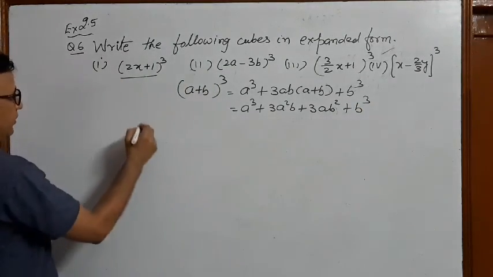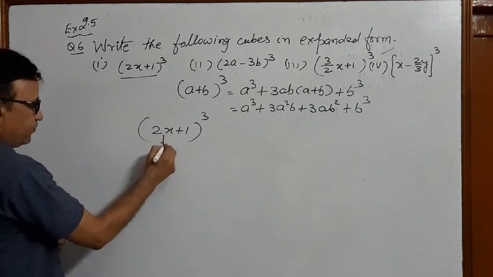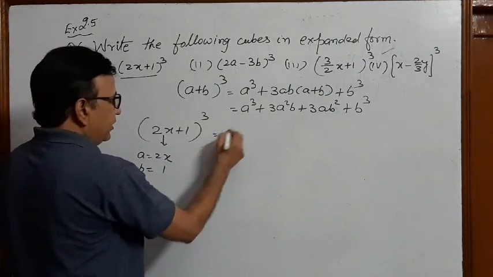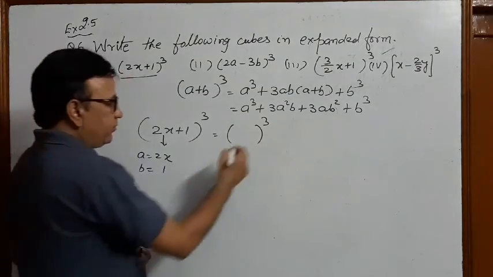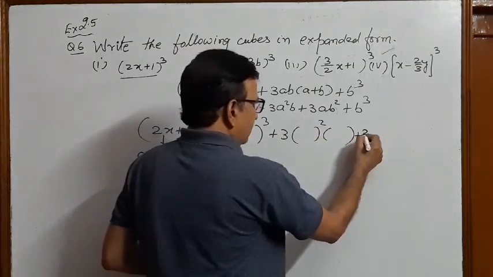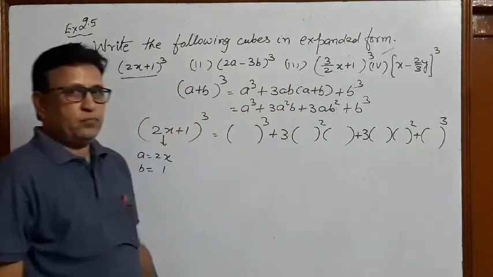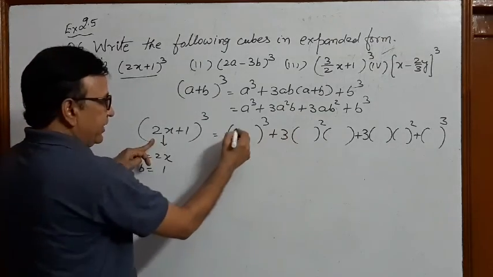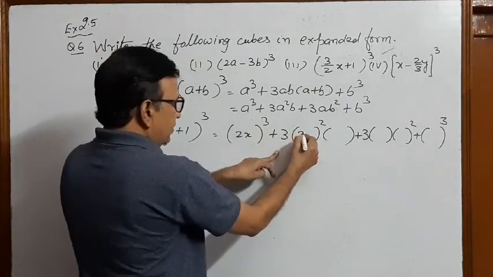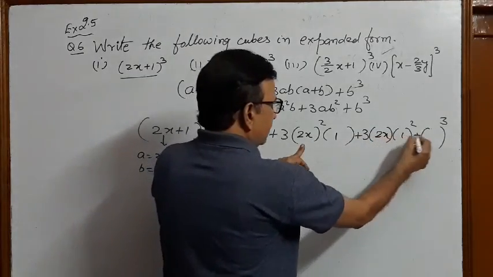Clear? Now see here, (2x plus 1) whole cube. Means a equal to 2x and b equal to 1. So write here a cube first, then 3a square b, plus 3ab square and b cube. So just fill up the bracket: 2x, a cube plus 3a square b, 3a square b, then ab square and then b cube.